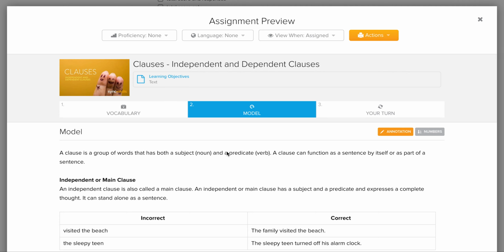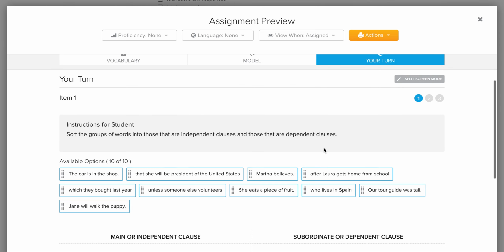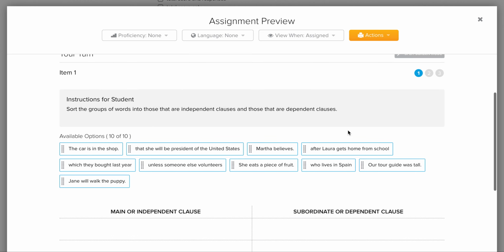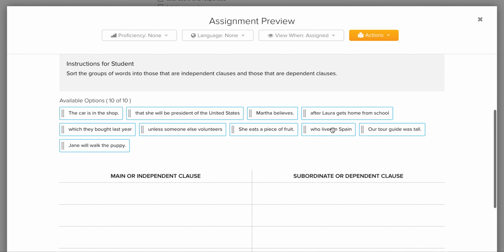Let's go ahead and take a quick look at the Your Turn tab, and then we'll finish with a short review. So on the Your Turn tab, you're going to have 3 different pages to do. The first one is a quick drag and drop, just seeing the difference between an independent or main clause and a subordinate or dependent clause.